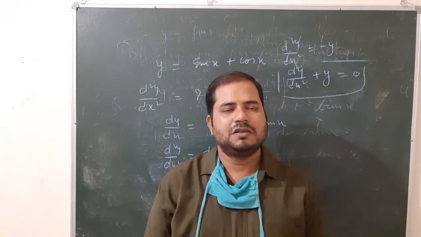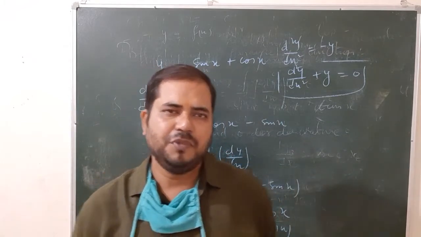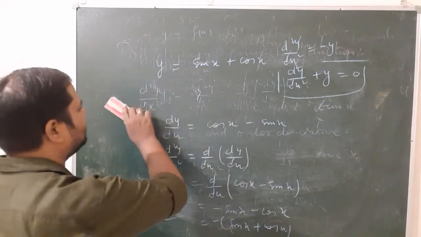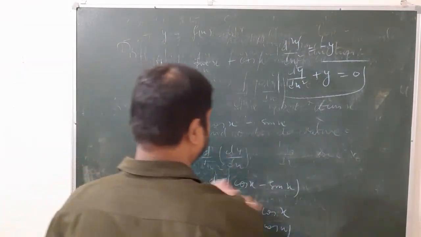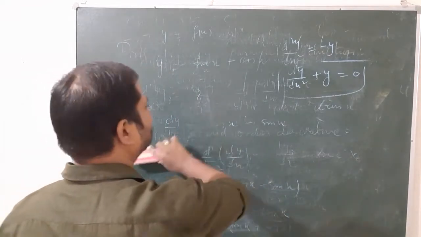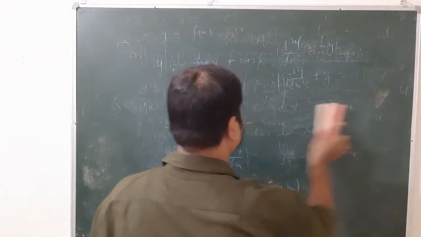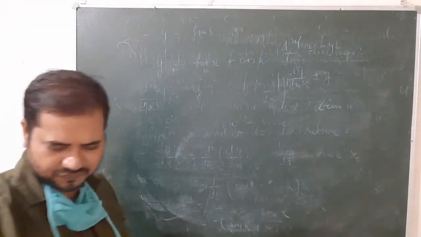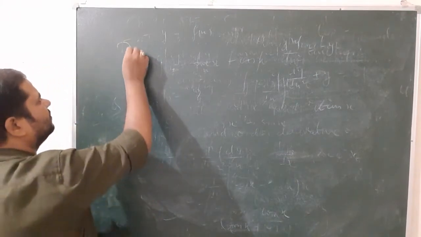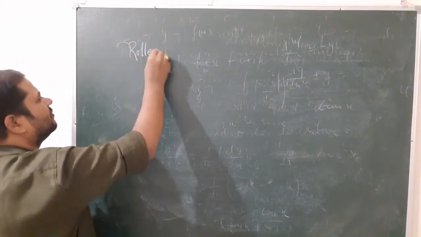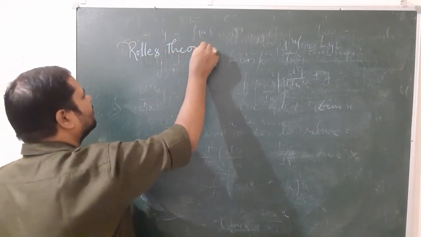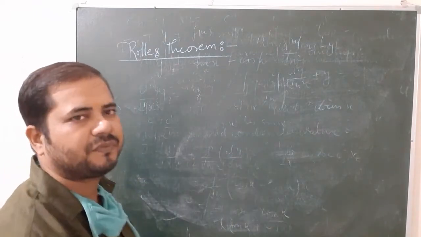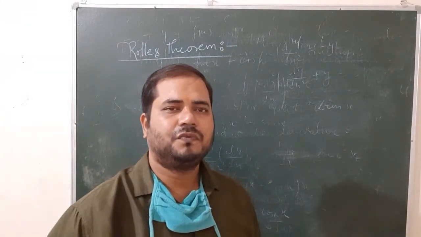Now in this chapter the last topic is Rolle's theorem and mean value theorem. So let us see the statement of Rolle's theorem and mean value theorem. First one is Rolle's theorem. So, what is Rolle's theorem?